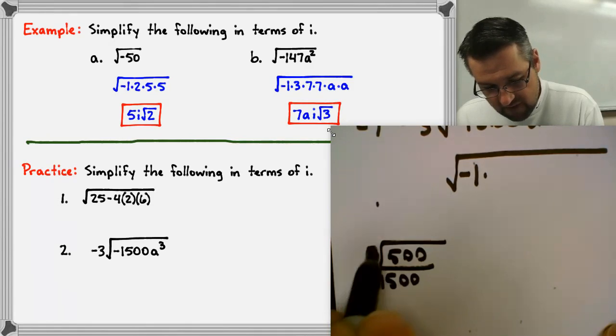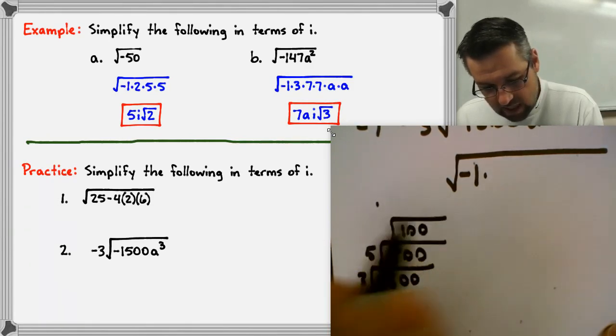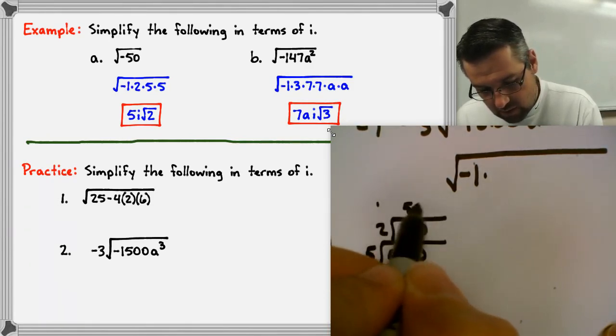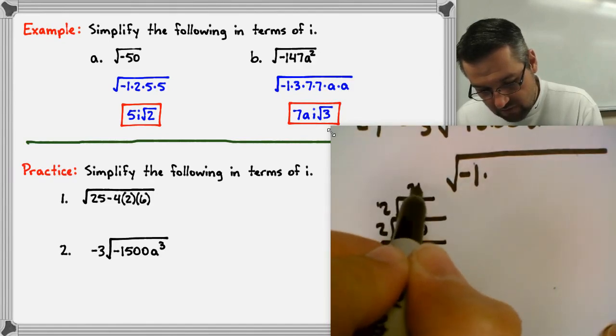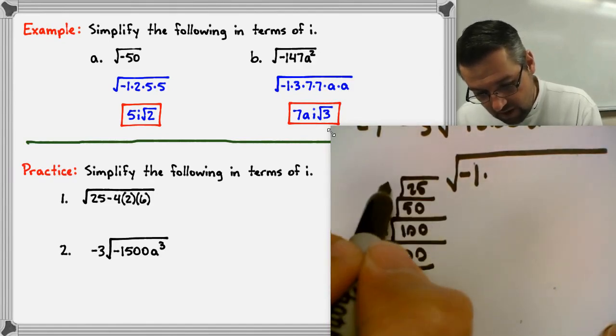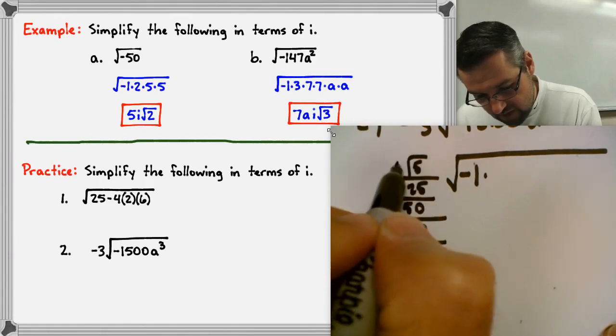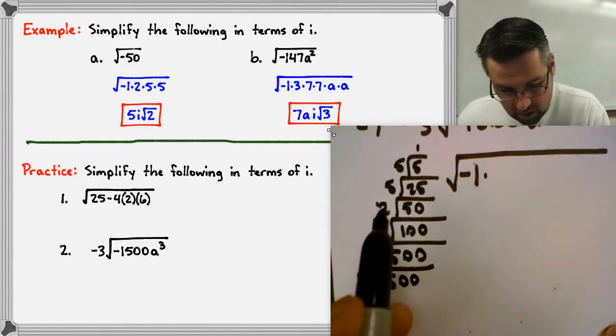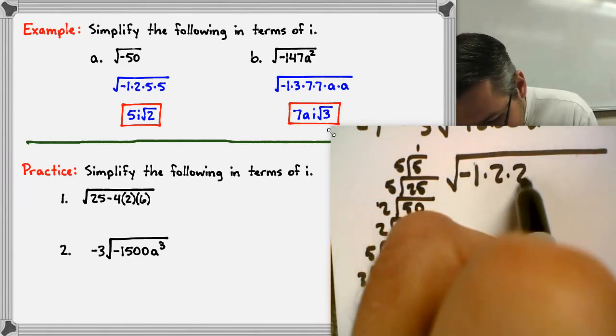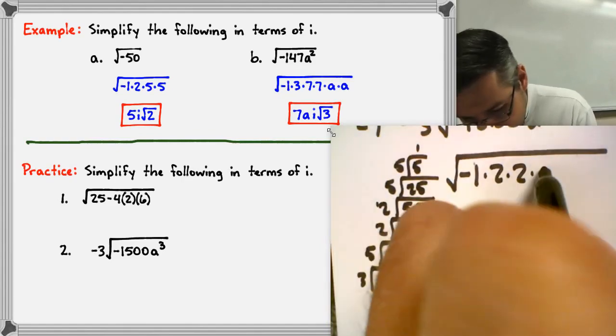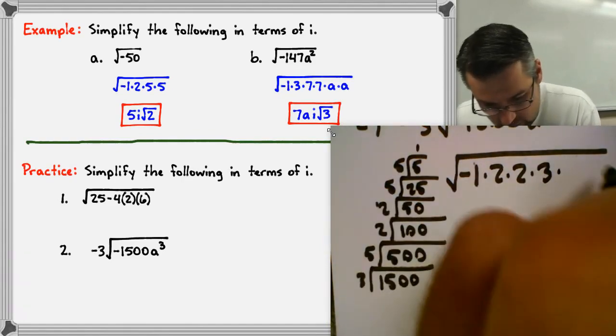I can divide that by 5, so that's going to be 100. I can divide that by 2, so that's 50. Divide that by 2, so that's 25. I'm running out of room. Divide that by 5, I get 5. And divide that by 5, and I get 1. So I got a lot of numbers here. I got 2 2s. I've got a 3. And I've got 3 5s.